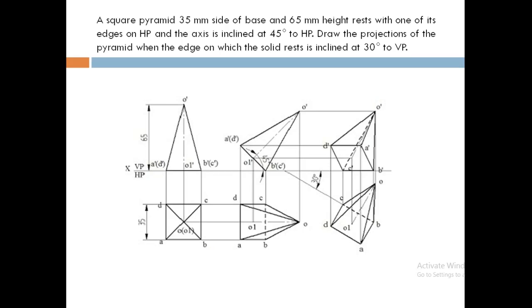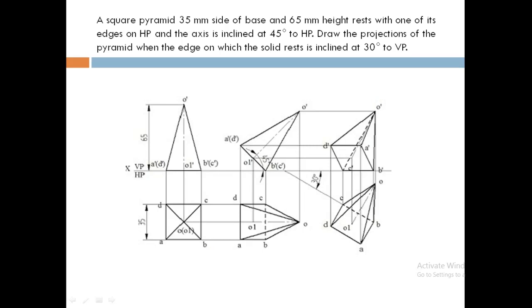If in the same problem the axis inclination were given with respect to VP, then we would need to calculate the beta angle. But here they have not given the axis inclination with respect to VP. Instead, they have given that the edge on which the solid rests is inclined at 30 degrees to VP. It means the edge on which the solid rests is BC. If you look at the edge length BC in the first view, it is 35 mm. Similarly, in the second top view, it is once again 35 mm. There is no change in the edge length, so no need to take the beta angle.